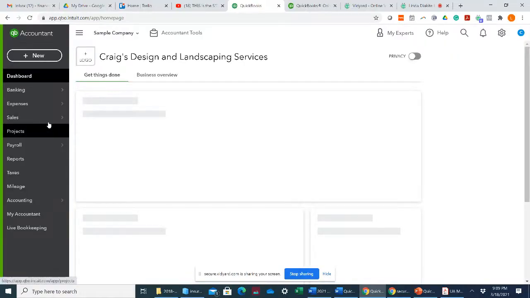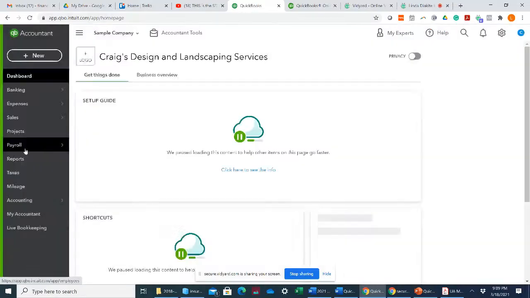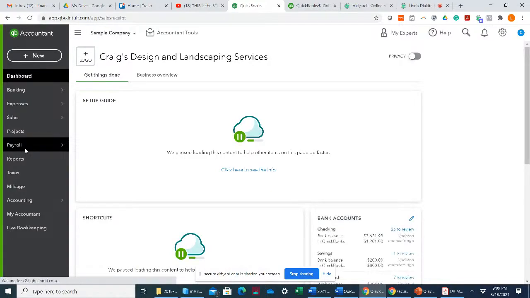So with the sales receipt, it's still thinking. You can go to New on the left-hand side and select Sales Receipt. The sales receipt will record the revenue for you, and it will also record the increase to cash.